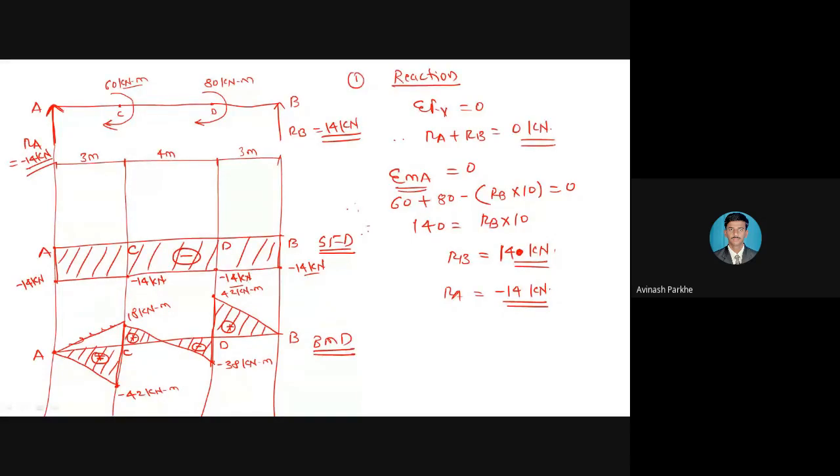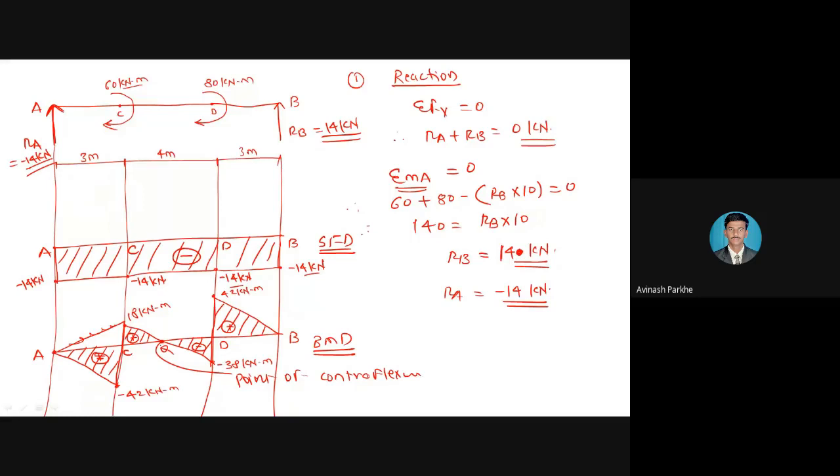Now, please tell me, in between point C and D, you will get one new point. Let us assume that Q. This point Q is called as point of contraflexure. Please keep in mind. Point of contraflexure is the point at which bending moment changes its sign from positive to negative, as well as it is the point at which bending moment is zero.